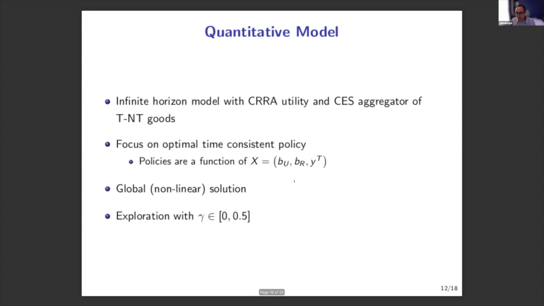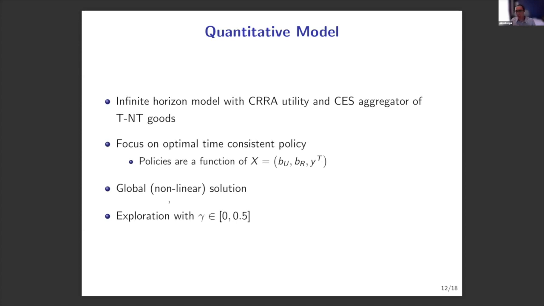So the quantitative model is pretty much the same as what we heard about this morning. We have an infinite horizon setup with CRRA utility and a CES aggregator of tradable and non-tradable goods. We'll be focusing on optimal time-consistent policy, whereby policies are a function of the minimum state variables. This is a case where the fact that we have leakages introduces some time inconsistency problem. We talk a little bit about this in the paper. There is no time inconsistency problem in the benchmark case without leakages. We solve it as a standard model globally.